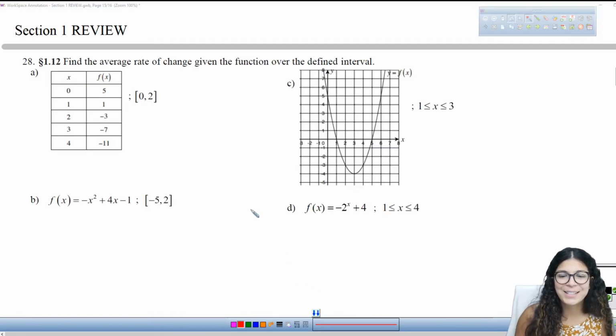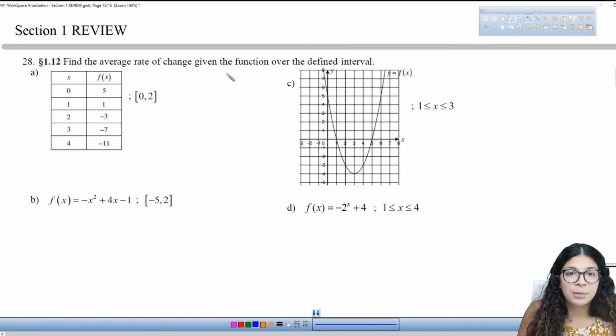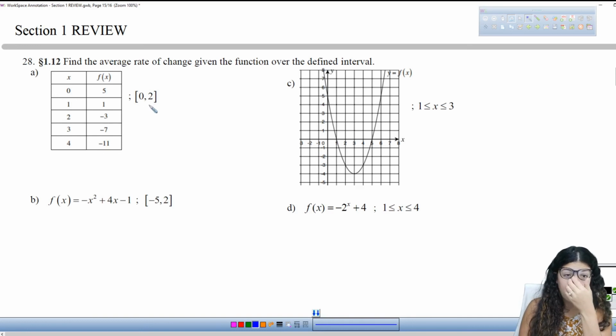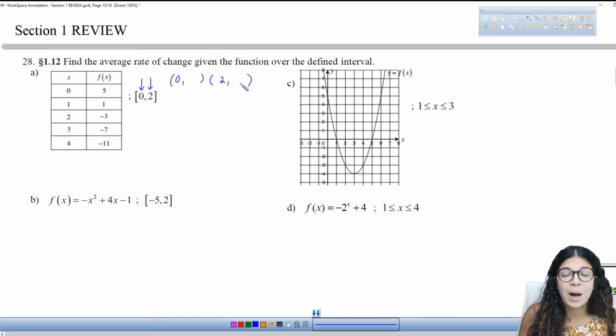All right. Last two questions. So find the average rate of change given the function over the defined intervals. So here we are going to find the average rate of change between 0 and 2. So remember that this is the domain, okay? This is the X value. This is the input, okay? You're going from input 0 to input 2. So input 0 to input 2, you need to find the Y value. Now this is a table, so you could just look at the table. Input 0, output 5. Input 2, output negative 3.